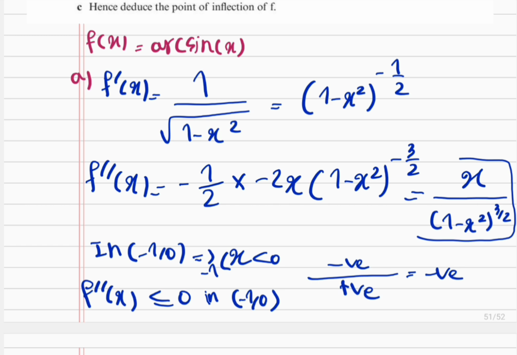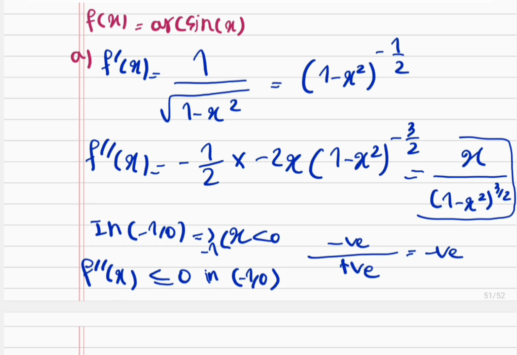So I know I explained lots of stuff, but in order to answer this, you can just mention some of those facts, such as in the interval, the denominator is always positive, the numerator is negative, so the overall sign is going to be negative, and that's why this number is always less than or equal to 0, which means the function is concave as a result of that.